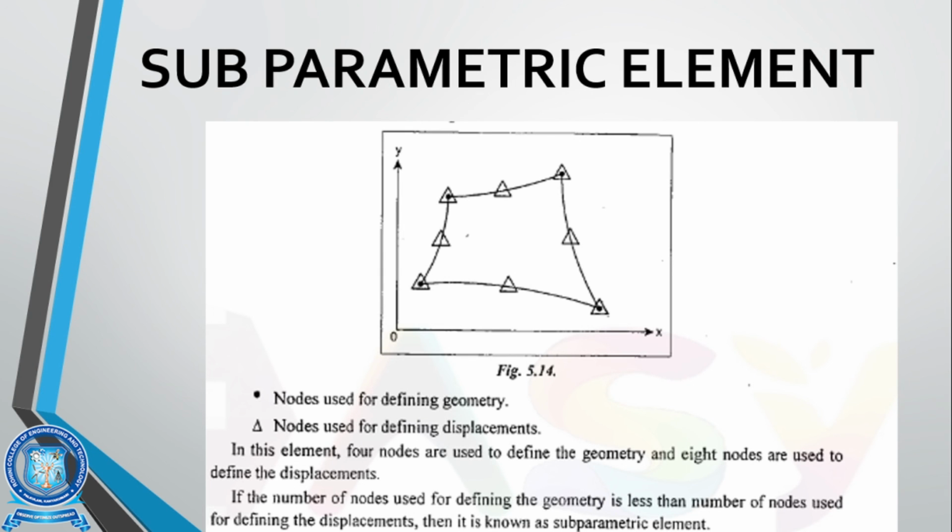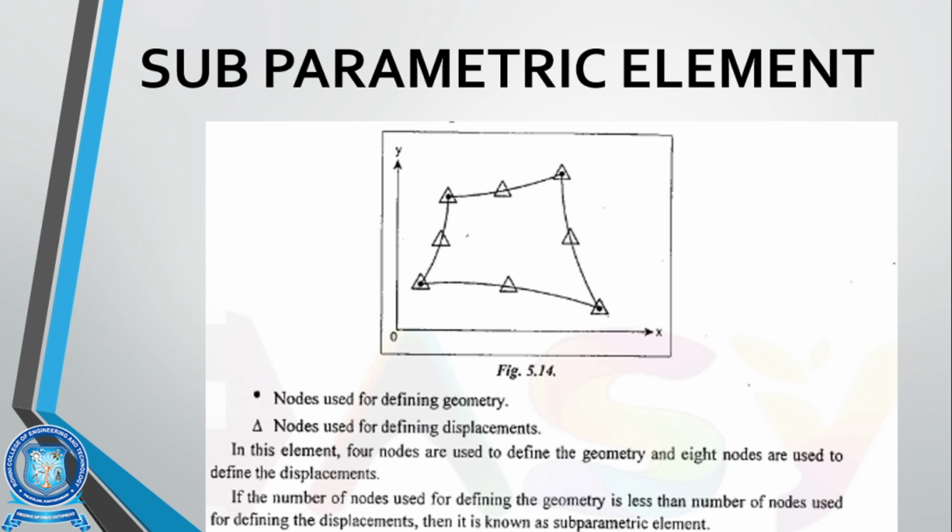Now the subparametric element. Here 4 nodes are defining displacements and 4 nodes are defining geometry with displacements. So here, if the number of nodes used for defining the geometry is less than the number of nodes defining the displacements, then it is called a subparametric element.